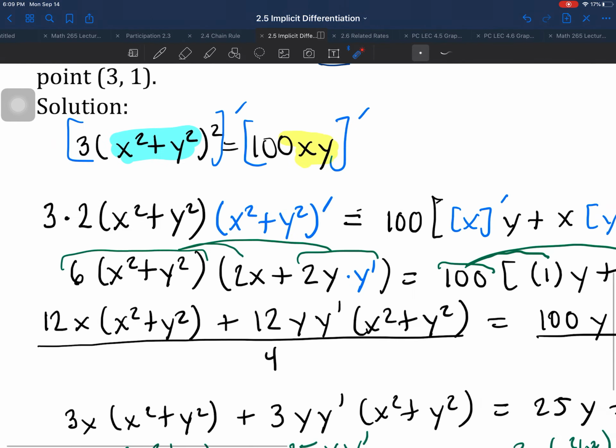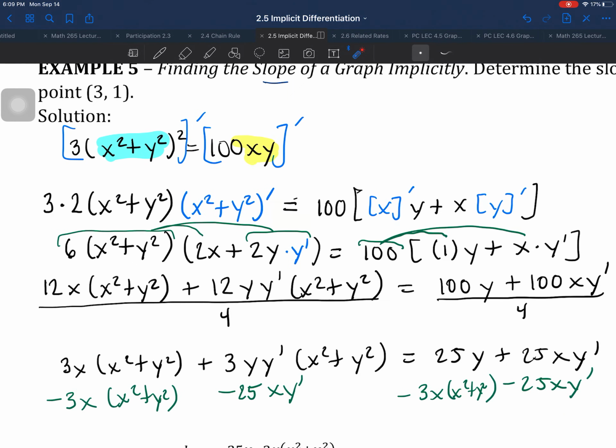What about the right side? What I did here is I left the 100 by itself outside, right? I just moved it outside. It's just a constant, so I can do that. And I did the product rule for this. So the derivative of x, the first one, times the second one, plus the first function times the derivative of the second one, right? That's the plan. So here on the left side I use the chain rule, on the right side I use the product rule.